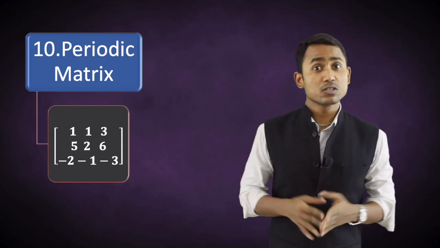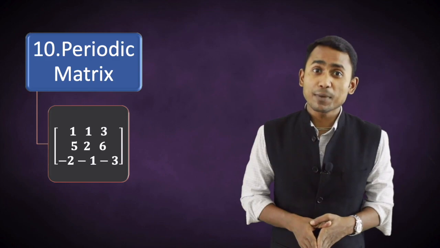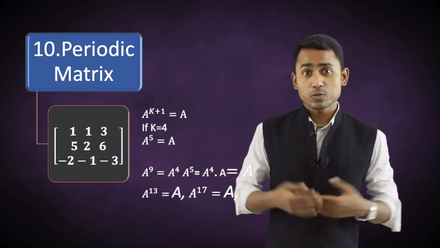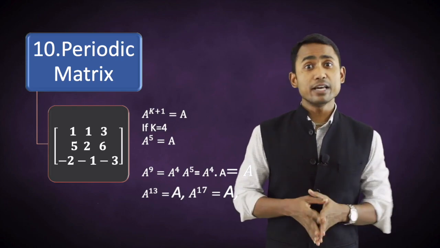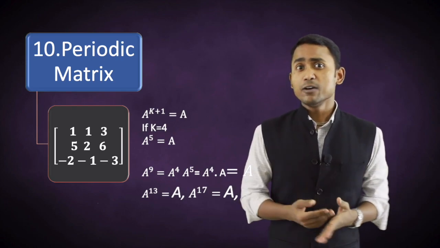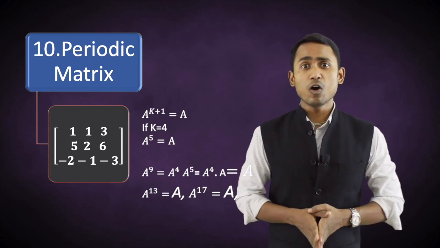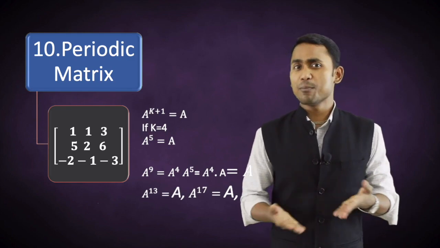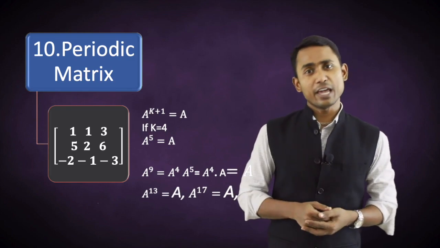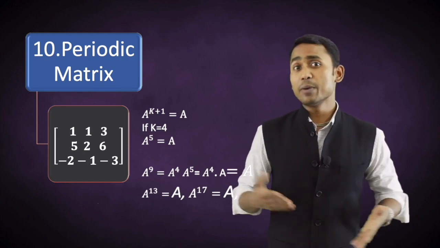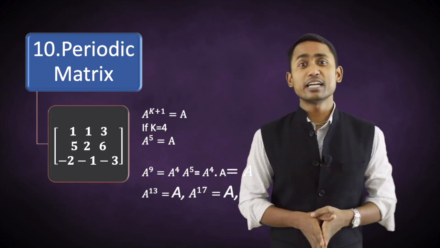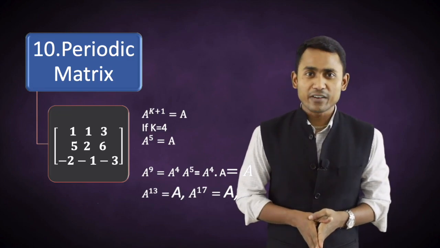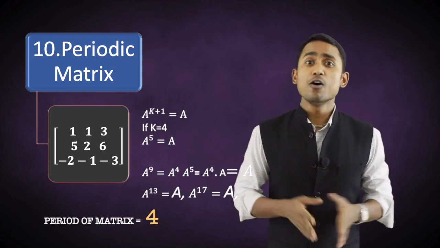Similarly, a matrix is called a periodic matrix if A power k plus 1 is equal to A. For example, if I take k is equal to 4, then easily we can say that A power 5 is equal to A, and we can show from here that A power 9 also will come equal to A. As A power 9, we can write A power 4 into A power 5, and A power 5 is already A from above, so it becomes A. And similarly we can say that A power 13 is also A, and A power 17 is also A. So this is called a periodic matrix. Here the period of the matrix is 4.